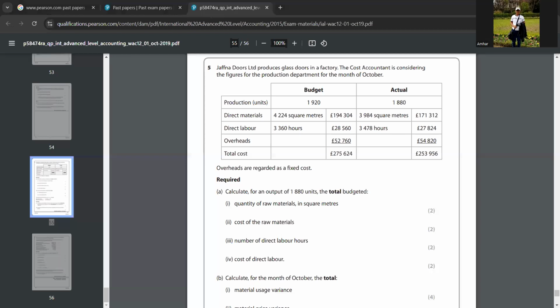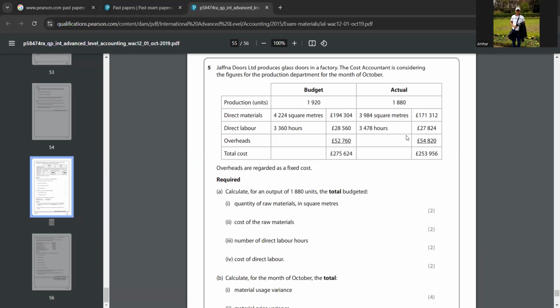Okay, so while I'm reading the question, look at this. In the fifth question, they are saying Jaffna Doors Limited produces glass doors in a factory. The cost accountant is considering the figures for the production department for the month of October. So these are the figures. These are the budgeted figures, and these are the actual figures. They have budgeted this many production units, but they have actually produced only this much, 1,880.